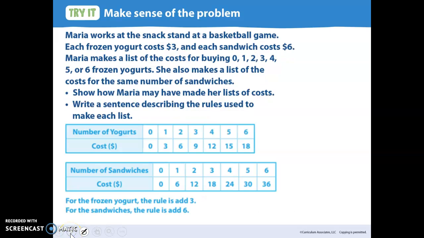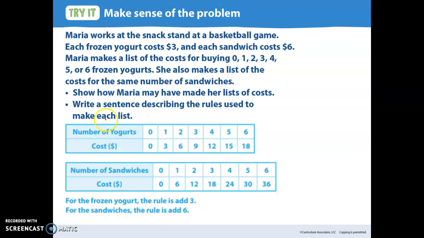Okay, so this is one that's typed up a little bit nicer than I was doing. So for your yogurts, notice you have the 0 through 6, and with that 0 through 6, the cost is $3 each, so the cost is going up by $3: 3, 6, 9, 12, 15, 18. Your sandwiches, again, 0 to 6 sandwiches, each sandwich is $6, so that one is counting up by 6.